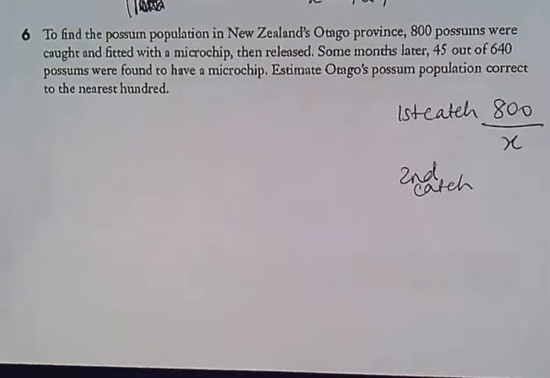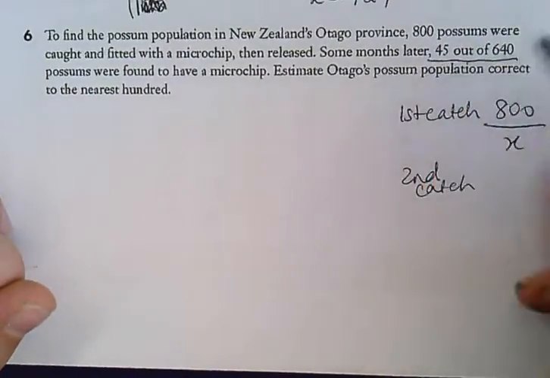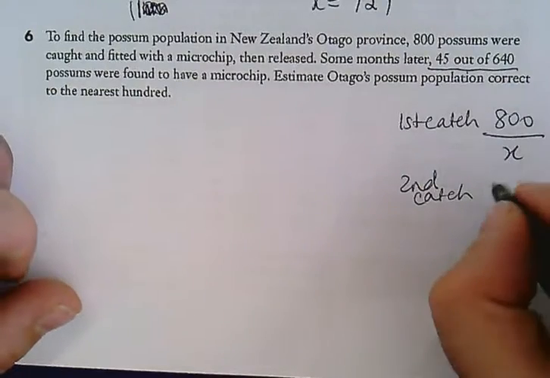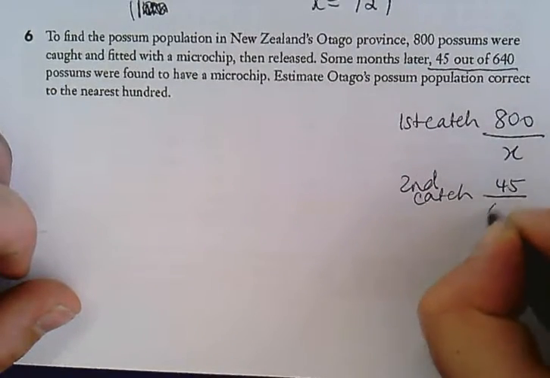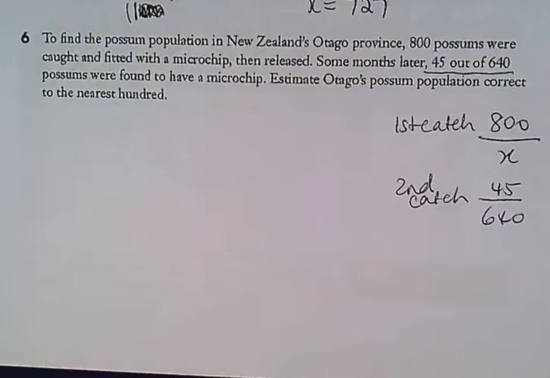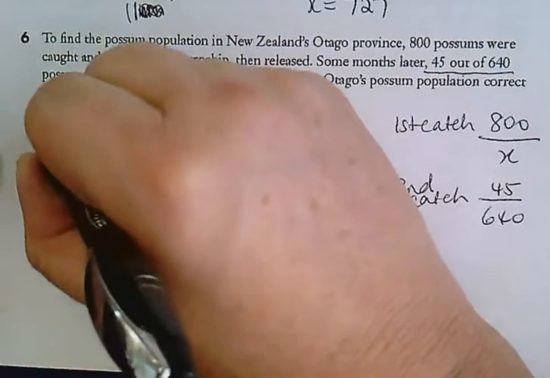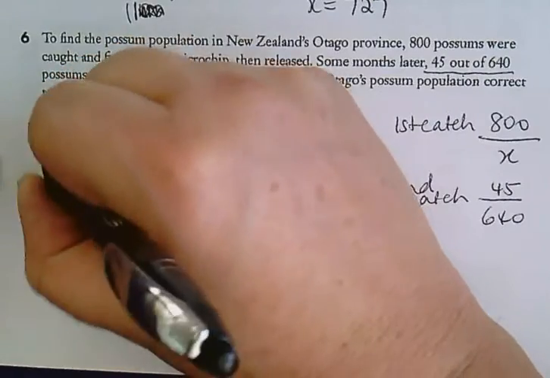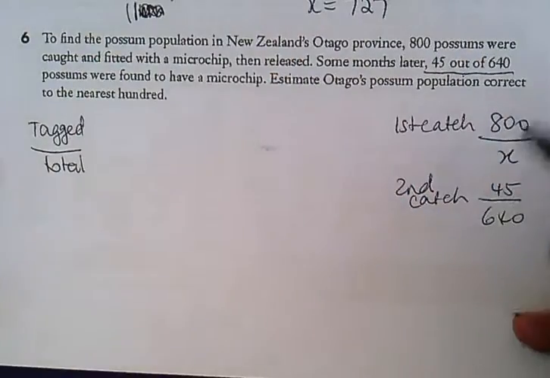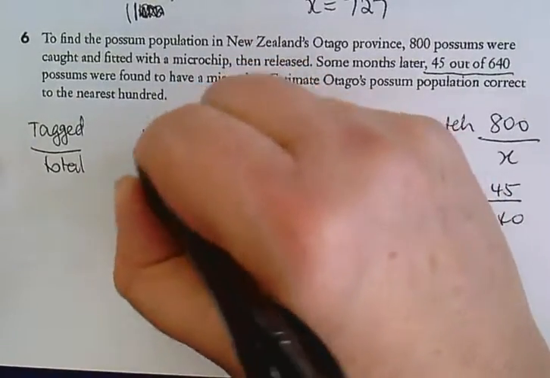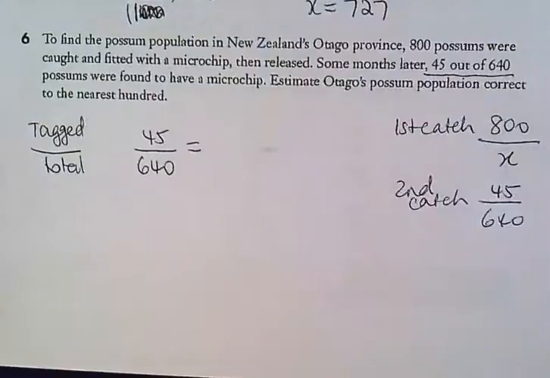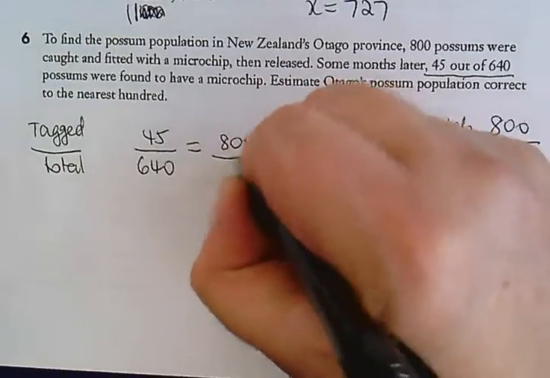How many did they catch in the second catch? 640, and 45 were tagged. So in the second catch, 45 out of 640 are tagged or microchipped. How do I set it up? Tagged over the total. I'm going to do the one with X first, or I can do the other one, it doesn't matter. 45 over 640 equals 800 over X.